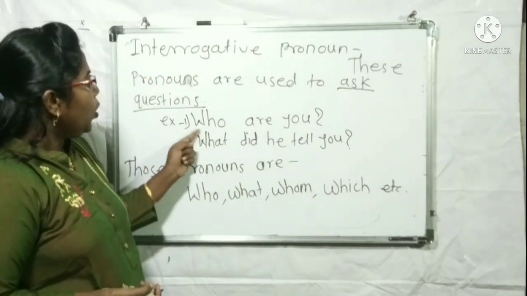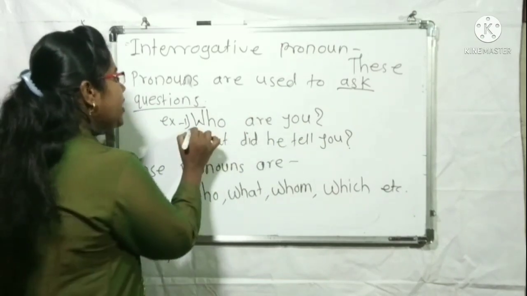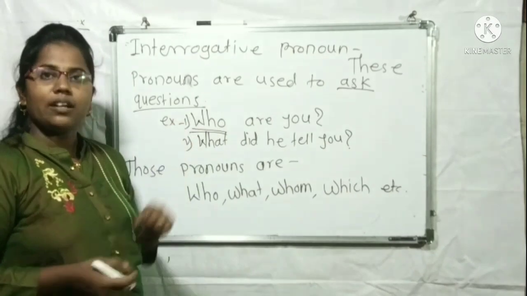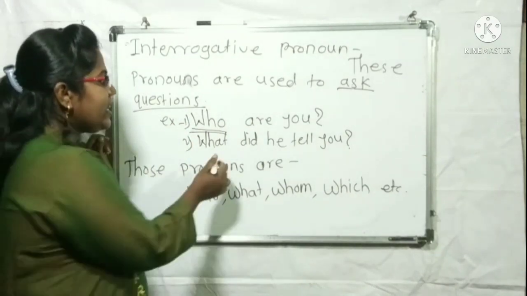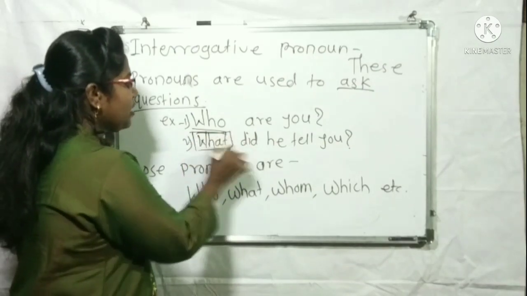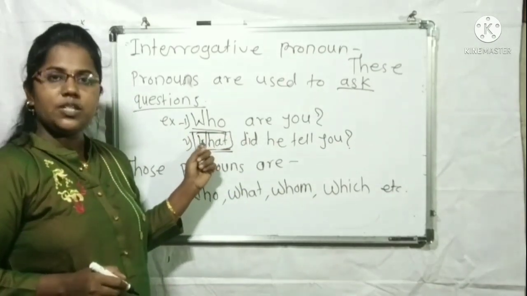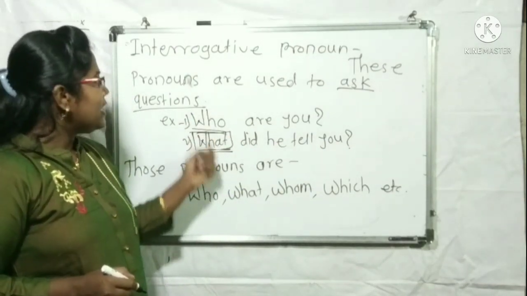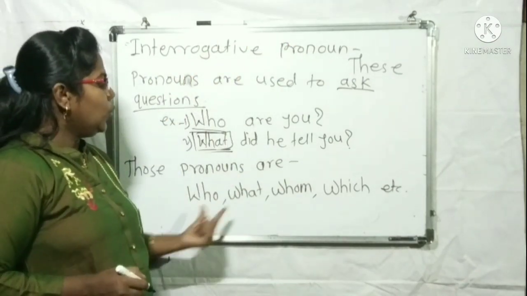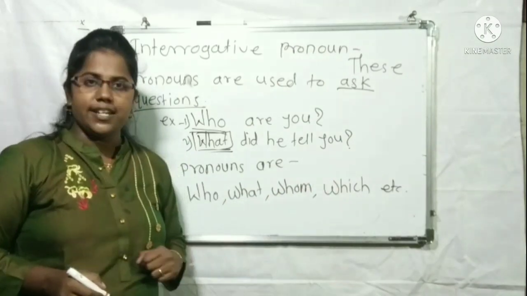Okay, for example, who are you? Here, who is an interrogative pronoun, because here I have used this pronoun to ask the question. Next one is, what did he tell you? Here I have asked a question by using this pronoun, and that's why these are the interrogative pronouns, and those pronouns are who, what, whom, which, etc.